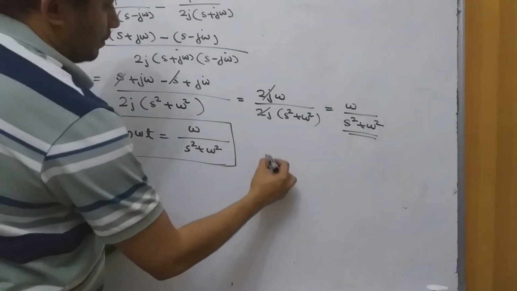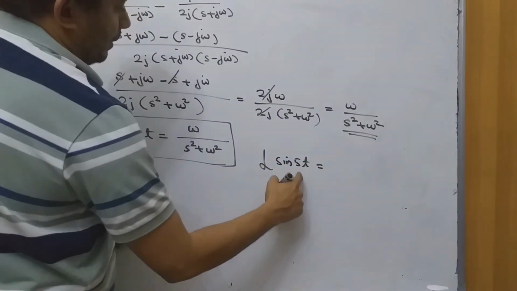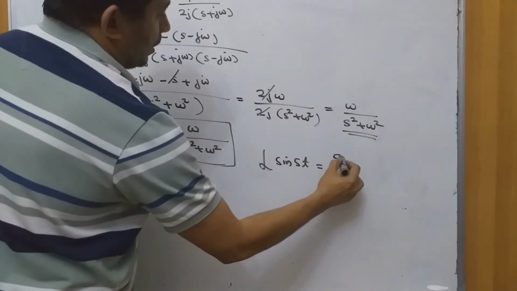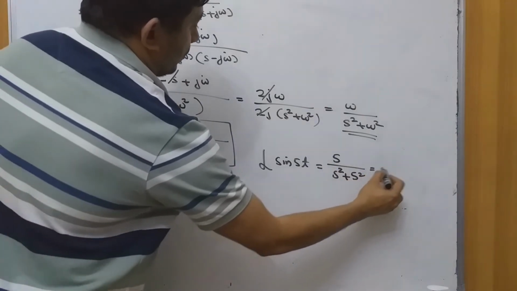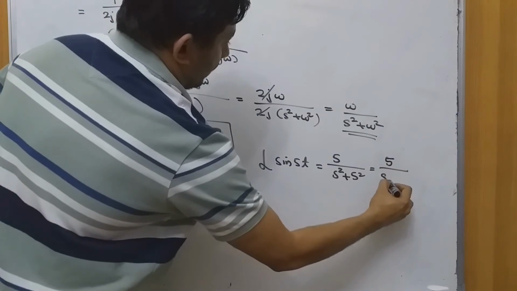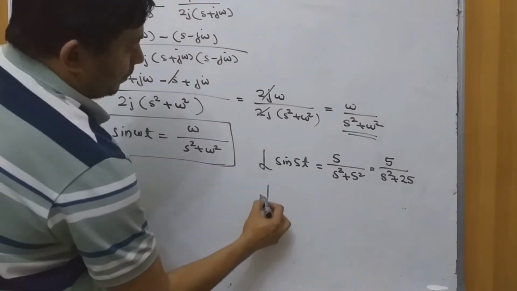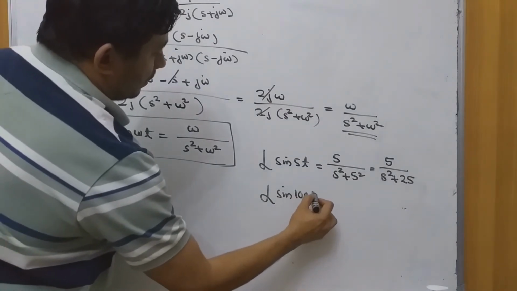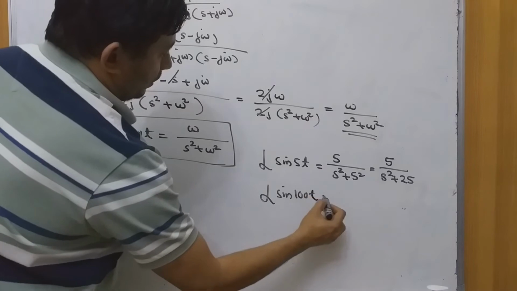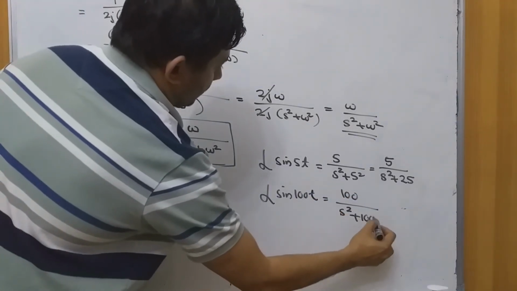So let us apply some practical cases. For example, we have sine 5t. Laplace transform of sine 5t is what? 5 divided by s square plus 5 square, which is 5 divided by s square plus 25. For example, sine 100t, that will give you 100 divided by s square plus 100 square.